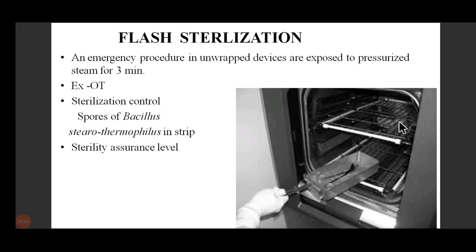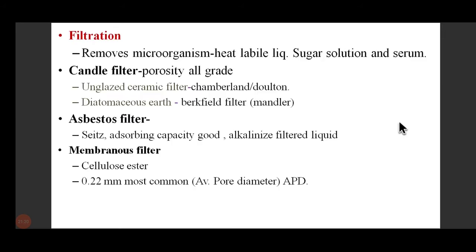Then we have a process called flash sterilization, which is for emergencies. As the name suggests, the word flash means we are using it in emergency settings. This is an emergency procedure in which unwrapped devices are exposed to pressurized steam for 3 minutes. It is basically used in OT settings where, in an emergency procedure, you require a particular set of equipment. The sterilization control here again is Bacillus stearothermophilus in steam, and it ensures your sterility level is achieved.